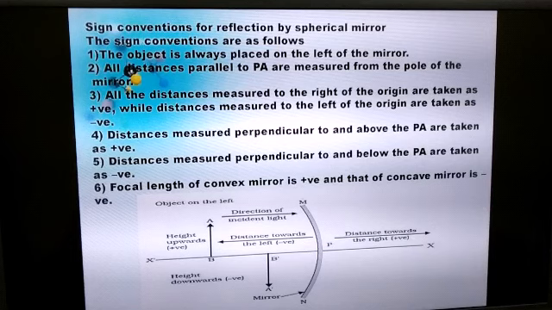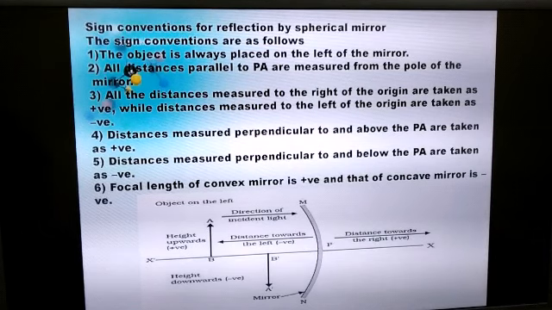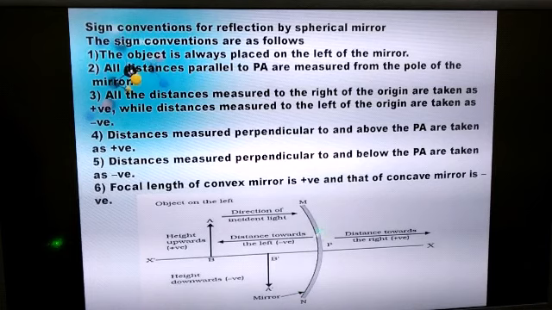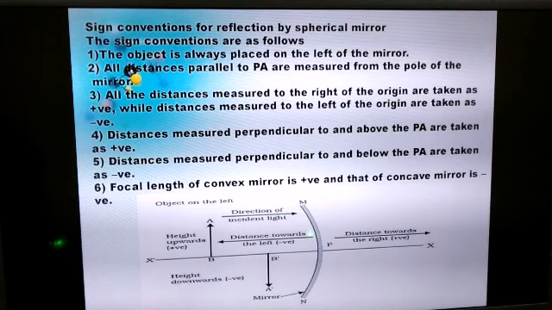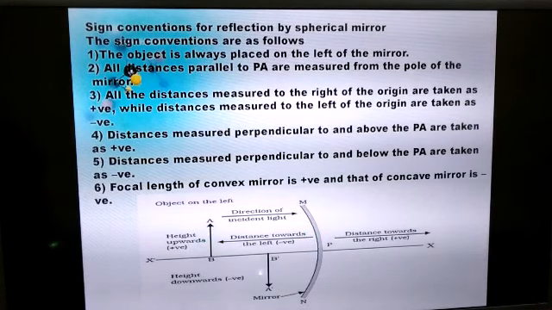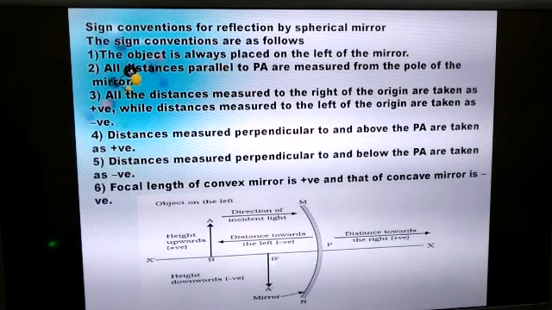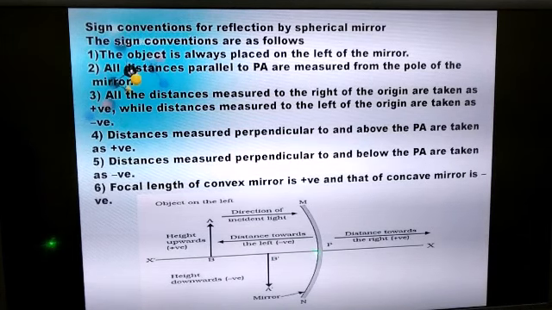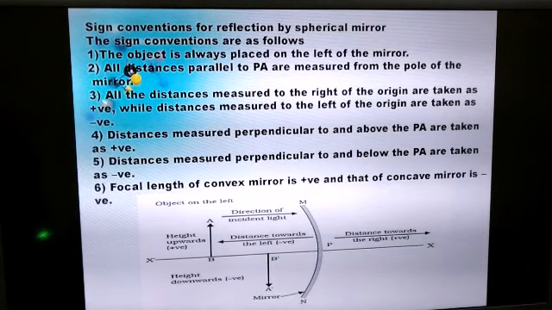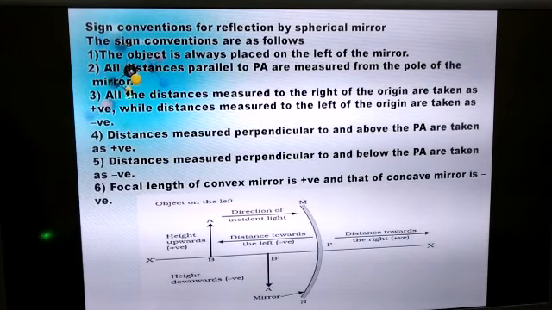Now, which distances are measured parallel to the principal axis? The object distance and the image distance. So, if I want to measure the object distance, see, the object distance is parallel to the principal axis. So this object distance has to be measured from the pole of the mirror to the object. Similarly, image distance is also measured, and that image distance is again parallel to the principal axis. So when we measure image distance, measure the distance from the pole of the mirror to the image. So that will give the image distance. So all distances parallel to the principal axis are measured from the pole of the mirror.